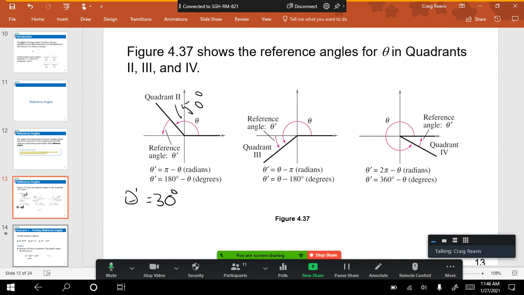Does that make sense? Now, if I were doing it in radians, it would be pi minus the 150 degrees in radians, which is 5 pi over 6. When you subtract, that's pi over 6. So the reference angle is pi over 6. So for angles in quadrant 2, you subtract it from 180 degrees. Now look at the next one.